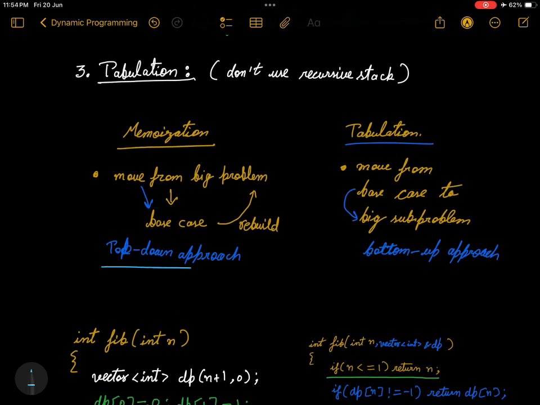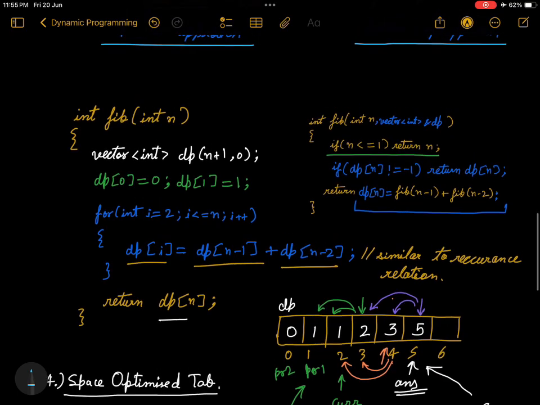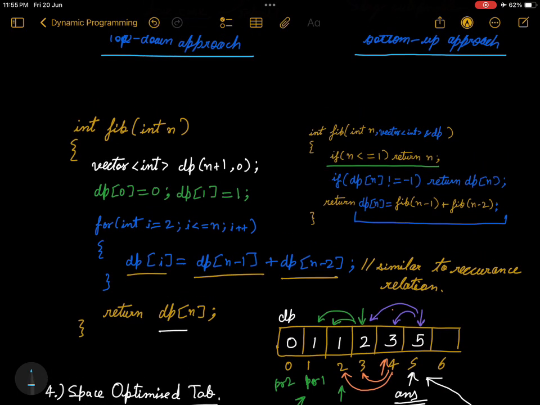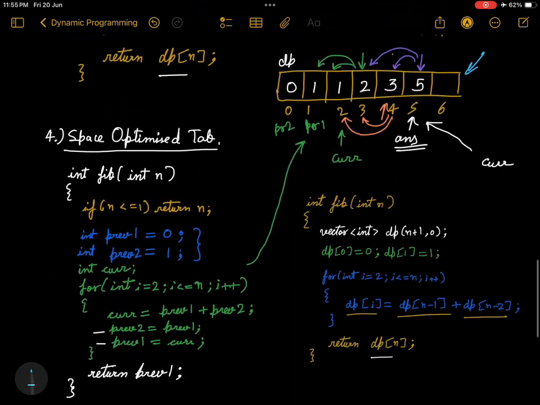And for tabulation approach, we saw why the memoization is called top-down approach and tabulation is bottom-up approach, right? Next, we saw in the tabulation code, we will run a for loop which will run from 2 to n. So the time complexity here also will be of order of n. And for space complexity, we are again using a dp vector of size n, so it will be of order of n. But we didn't use the recursive stack here.